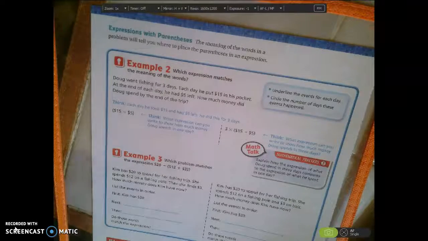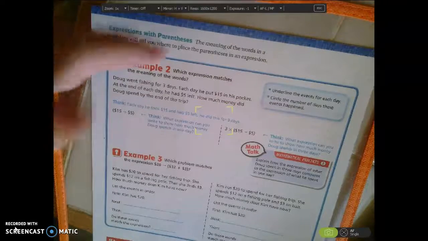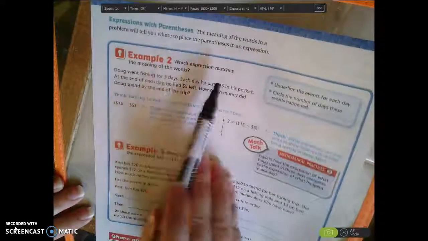Now sometimes we have different expressions with parentheses. So that means that the meaning of the words in the problem will tell you where to place the parentheses in an expression. So it means that's what we have to do first. So here, which expression matches the meaning of the words?